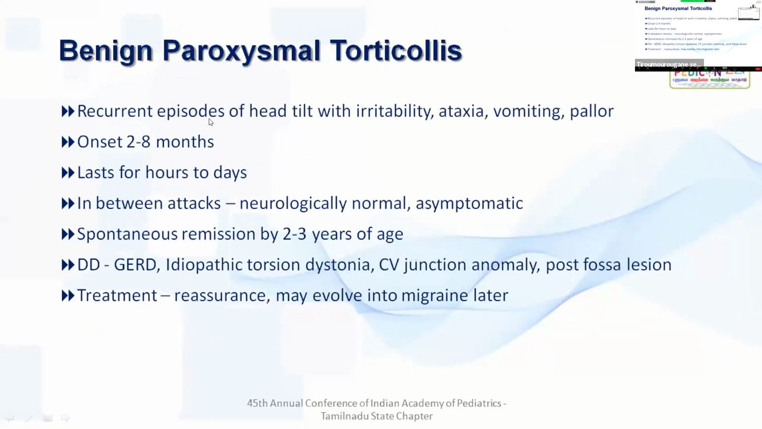In infants, benign paroxysmal torticollis presents as recurrent episodes of head tilt with irritability, ataxia, vomiting, and pallor, lasting hours to days. In between the attacks, the child is neurologically normal and asymptomatic. Usually there will be a spontaneous remission by 2 to 3 years of age. Again, GERD and torsion dystonia we have to rule out.